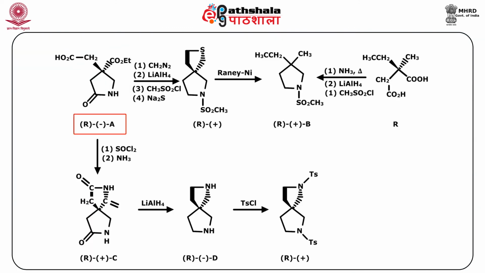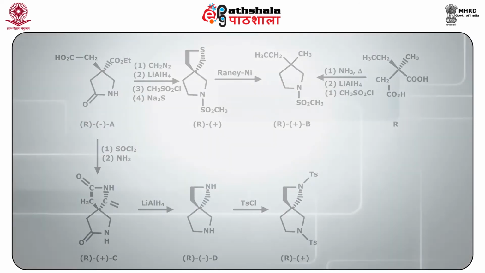The compound R levorotatory A was then converted to a spirane plus C, which was further reduced to a diazaspirane minus D. The correlation shown in this figure proves that plus C and minus D and its derived dextrorotatory spirane have R configuration.